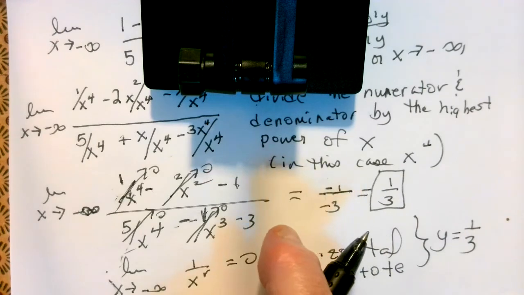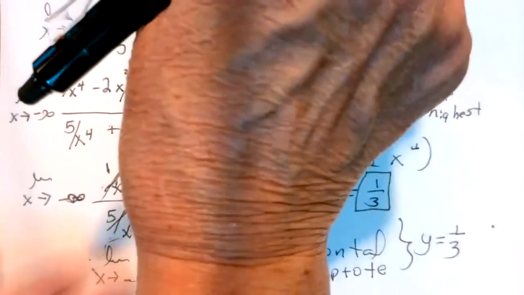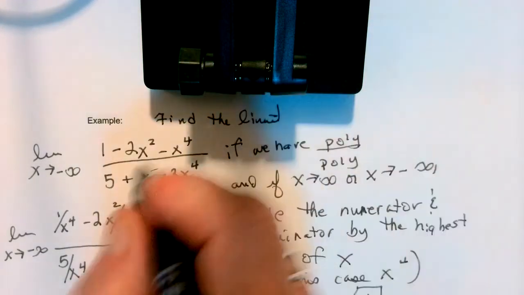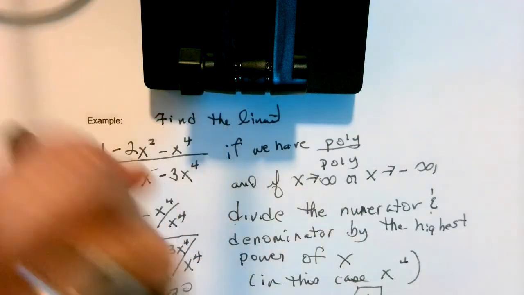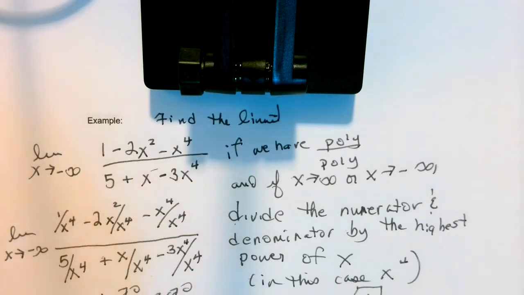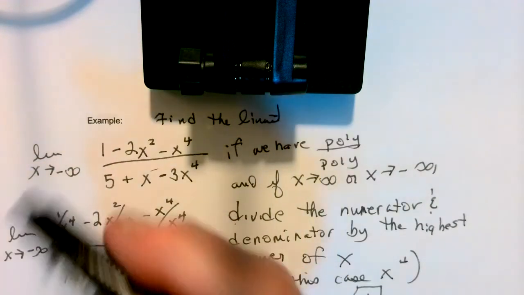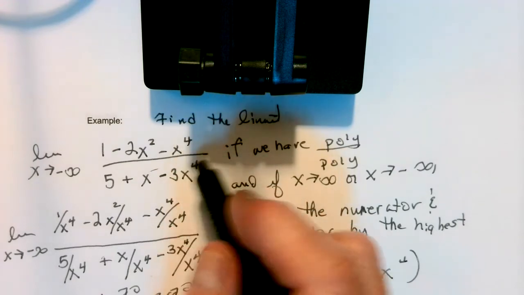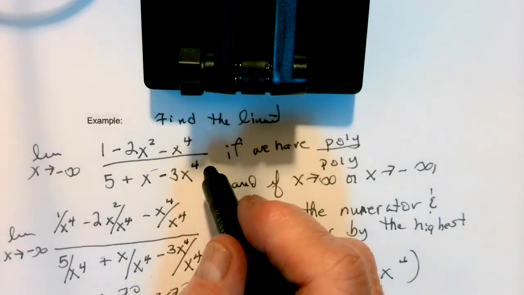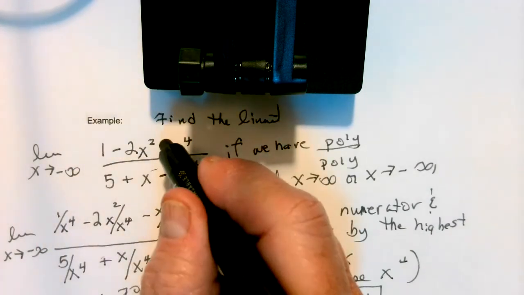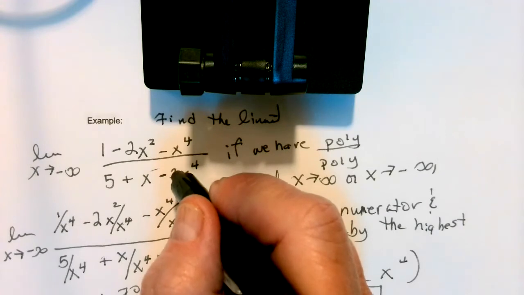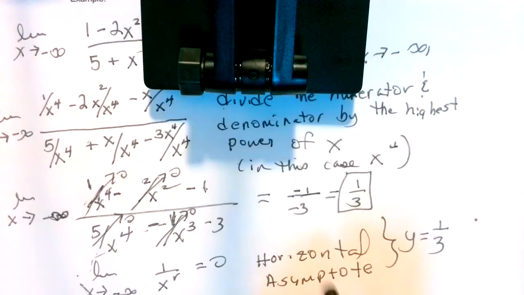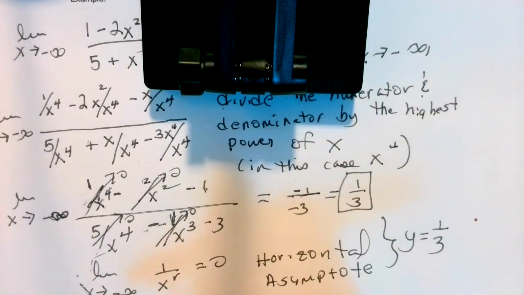Okay, if you remember back from pre-cal, if you're looking at a poly over a poly and you're looking for the horizontal asymptote, you're looking out near the ends of the graph. In this case, it would be going out to the left because we're going to -infinity. If the power is the same in the numerator and the denominator, the highest power is the same, which it is in this case. It's x to the 4th and it's x to the 4th. Then it's going to be the ratio of the coefficient here divided by the coefficient here. So that's how we get the 1 over 3 or the -1 over -3.